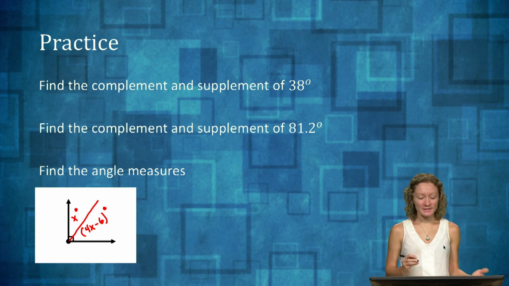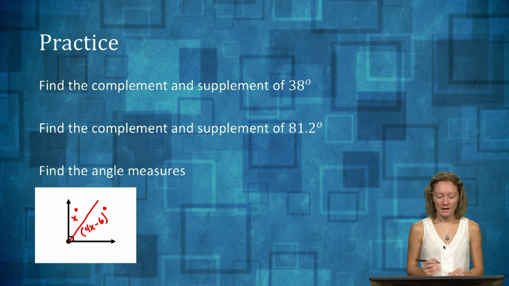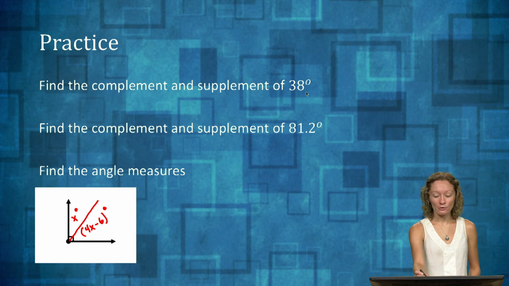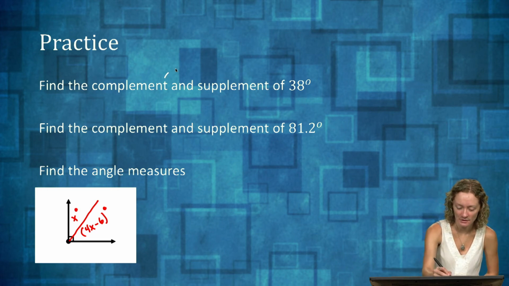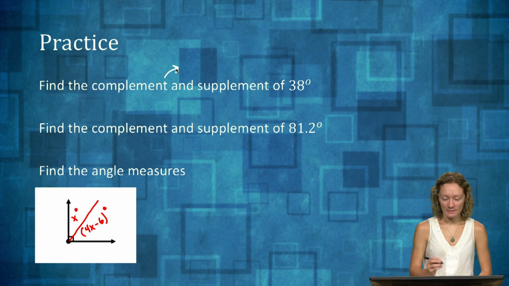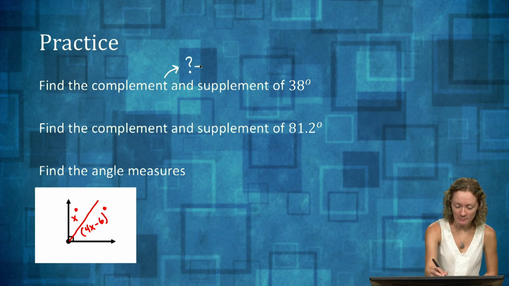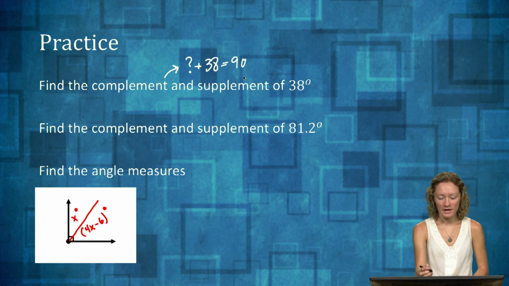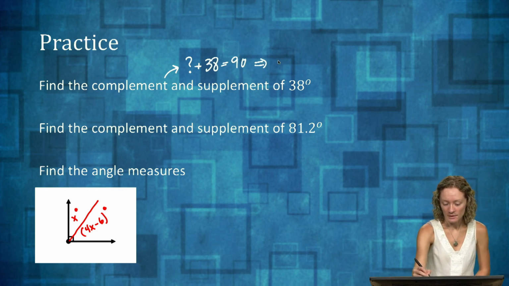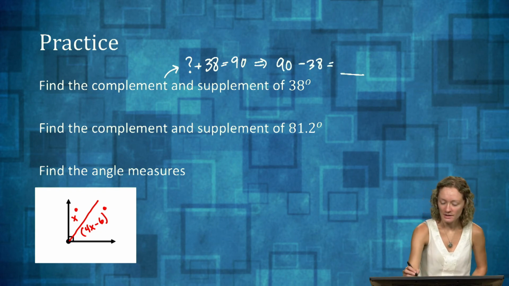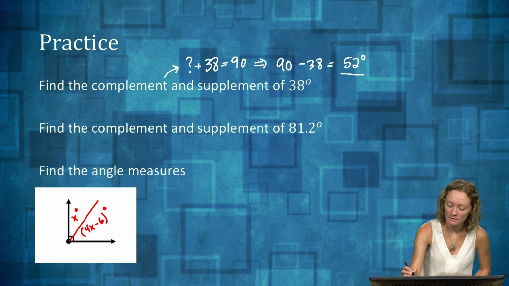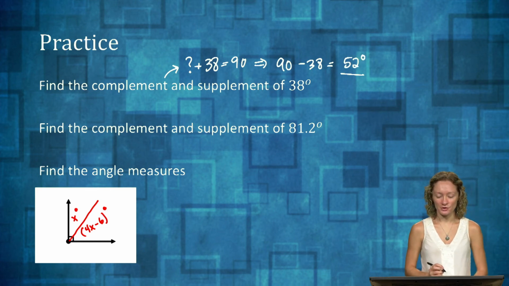Okay, so let's go ahead and take a look. Complement and supplement on the first problem for an angle that is 38 degrees. The complement, I'm going to list it right here. Complement means they add up to 90. So something plus 38 is going to give us 90. How could we solve that? 90 minus 38 gives us our answer. So 90 minus 38, we get 52. So the complement is 52 degrees.